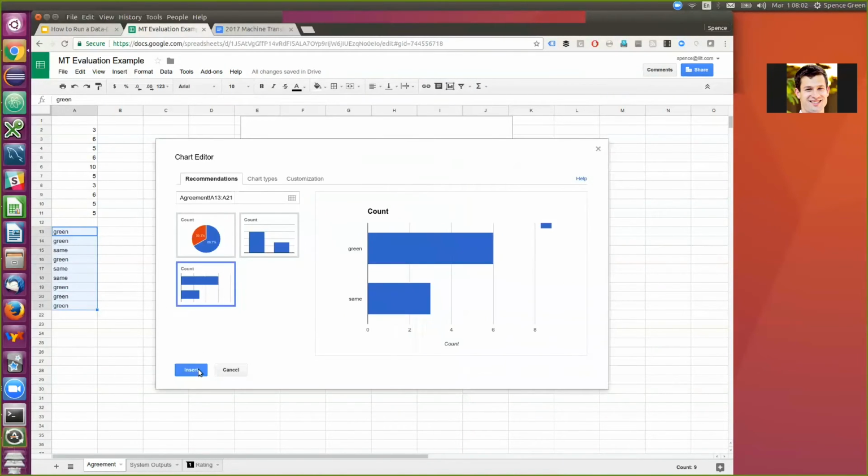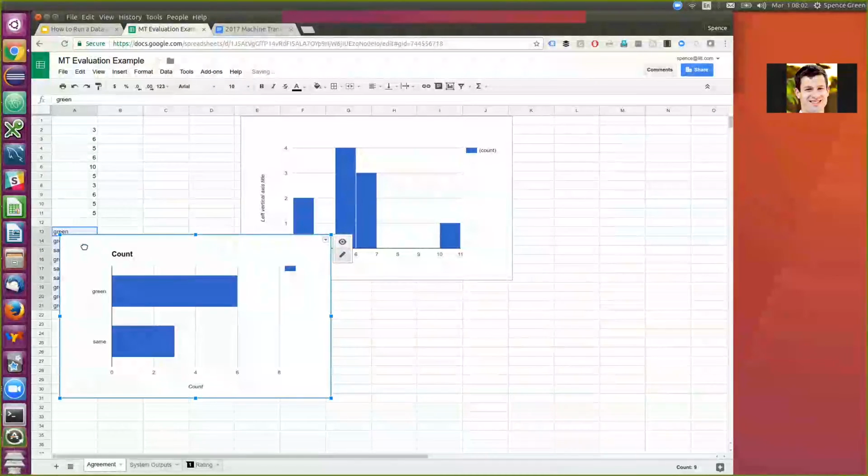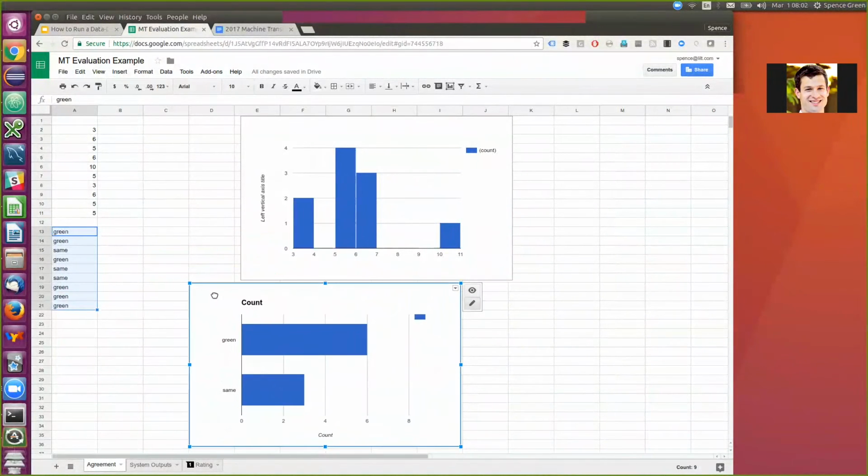Okay, so now if we do a count here, we've learned something interesting. The majority of people, 6 of the people, think that he looks better in a green suit, and 3 of the people think he looks the same. But crucially, we have found out that nobody thinks he looks better in the pink suit.